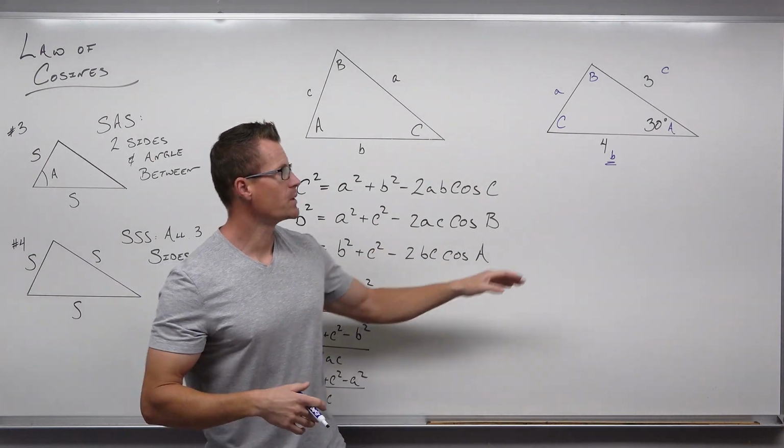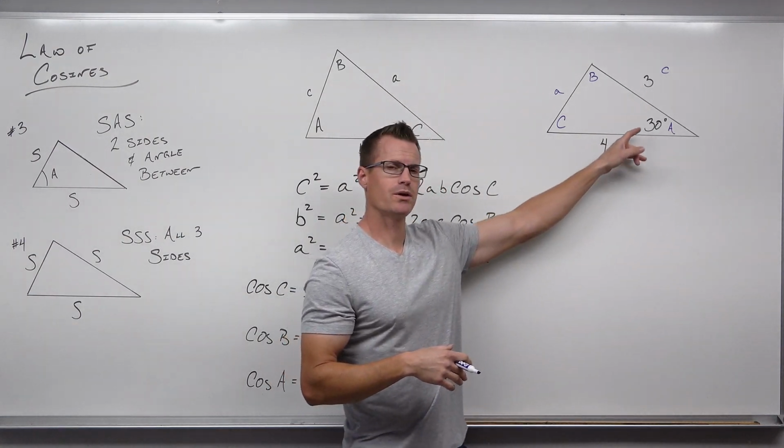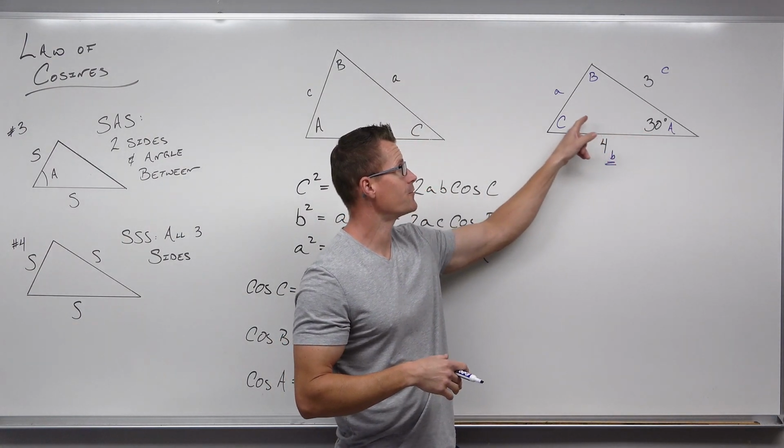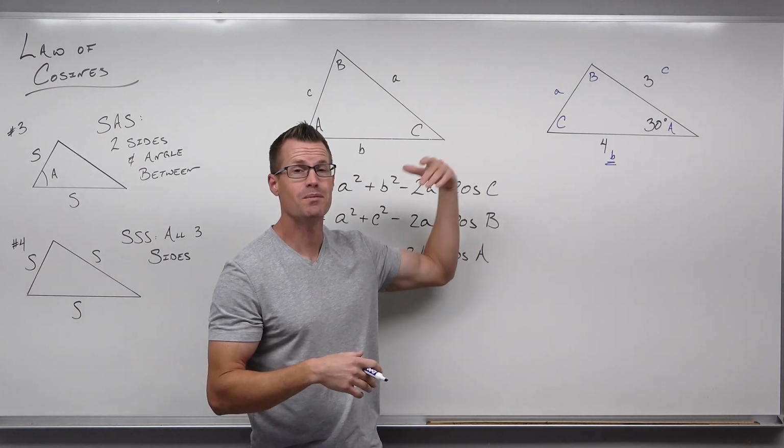If we tried, we would only know two sides. We'd only know one angle. So we can't find another one of these angles because we'd be missing too much.